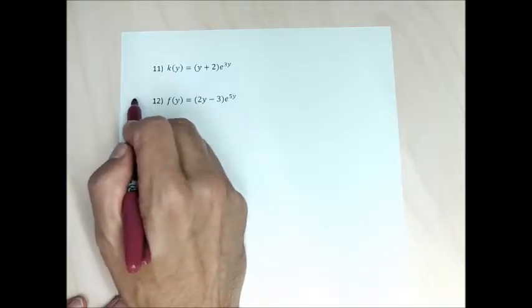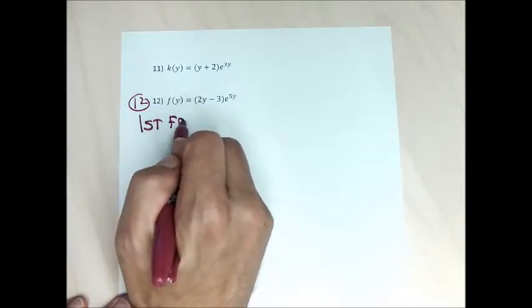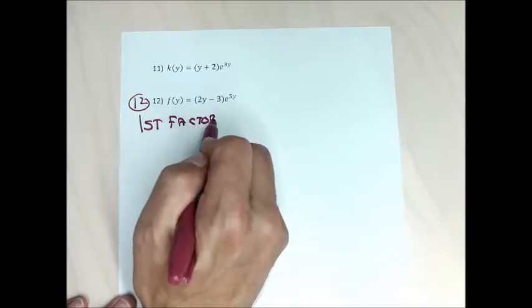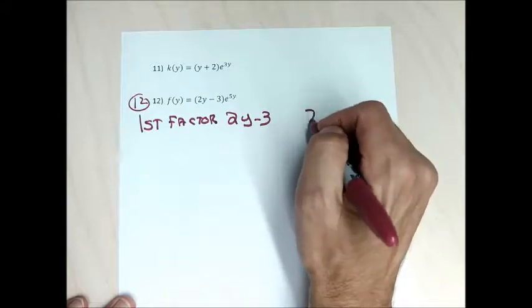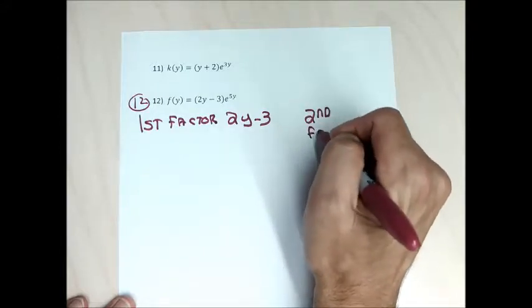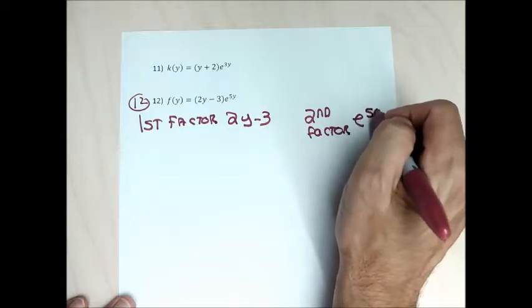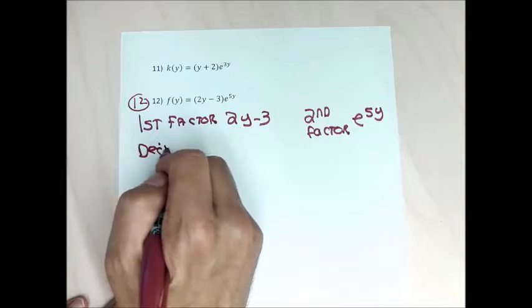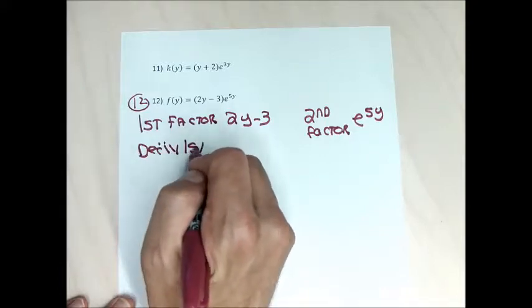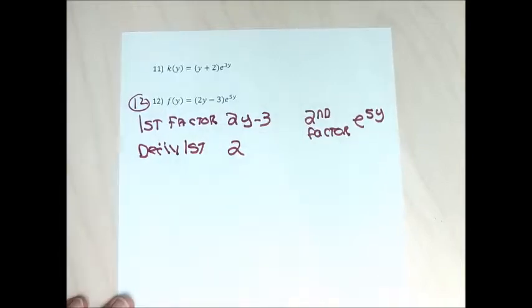So in number 12 that I'm about to do, the first factor is 2y minus 3. The second factor is e to the 5y. The derivative of the first factor, the derivative of 2y is just 2, the derivative of minus 3 is 0.